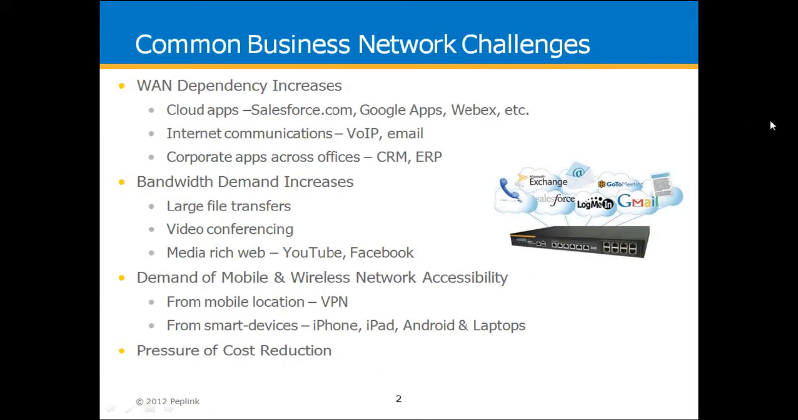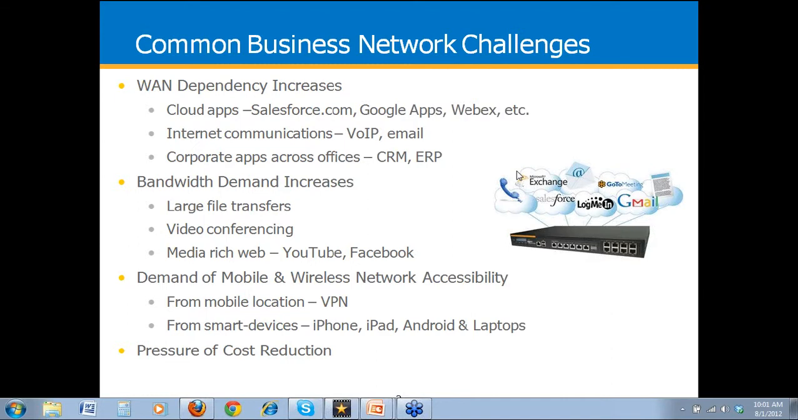Do I have control here? Sure I do. Some common business network challenges. WAN dependency is always increasing. Bandwidth demand is always increasing. Internet communications, voice over IP, email, WebEx, all these types of applications are in demand. Media-rich web activities, YouTube, Facebook, and the like. Demand of mobile and wireless network accessibility from a VPN standpoint, also from smart devices, iPhones, iPads, Androids, and laptops. And of course, the ever-present pressure of cost reduction.